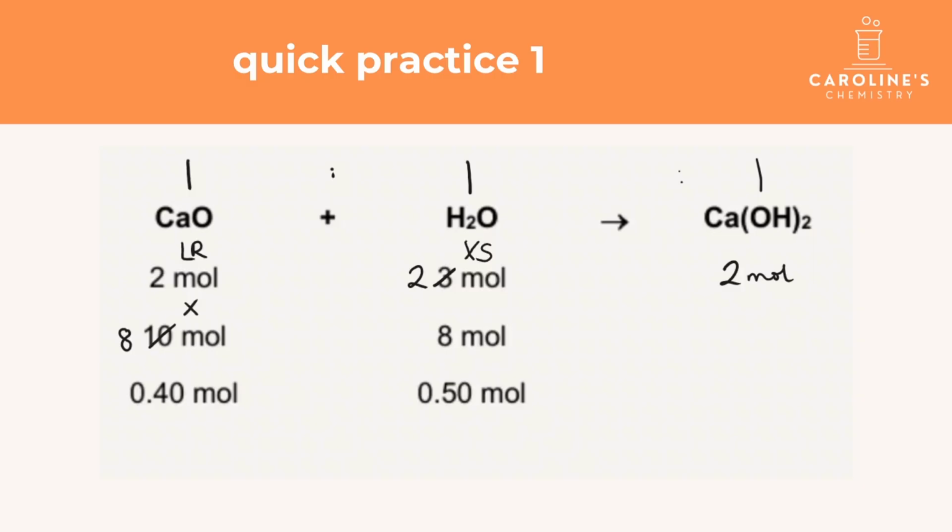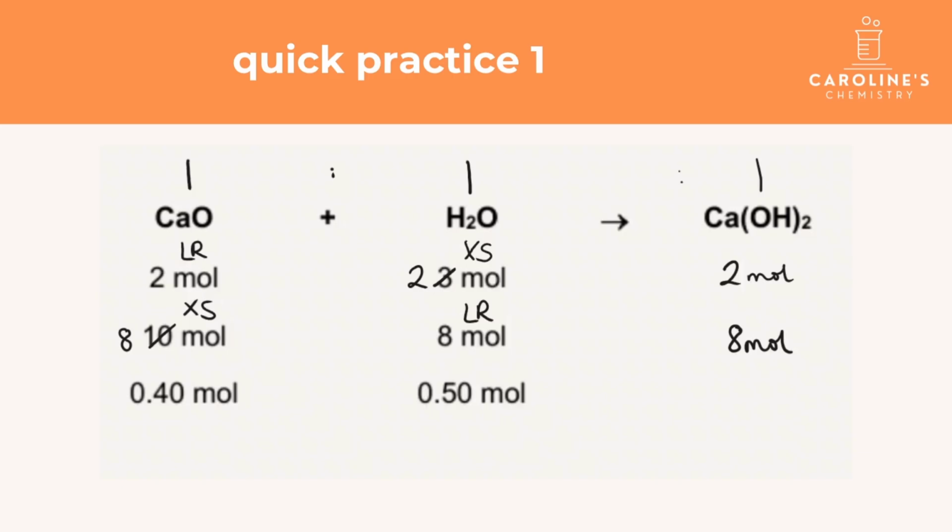I have too much calcium oxide, so that is my reagent in excess. All of the water's used up, that's our limiting reagent. Now let's use the moles of the limiting reagent to work out the moles of the product. The water to calcium hydroxide are in a 1:1 ratio. So 8 moles of the water will make 8 moles of the calcium hydroxide.